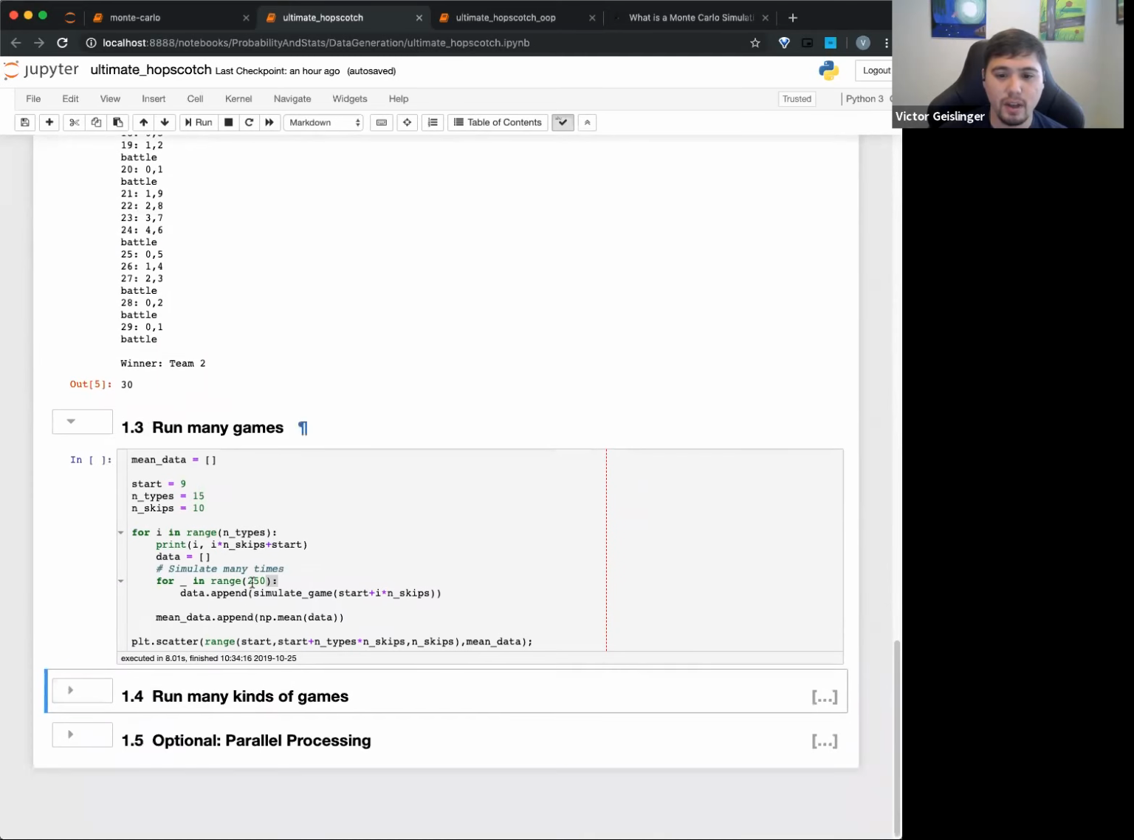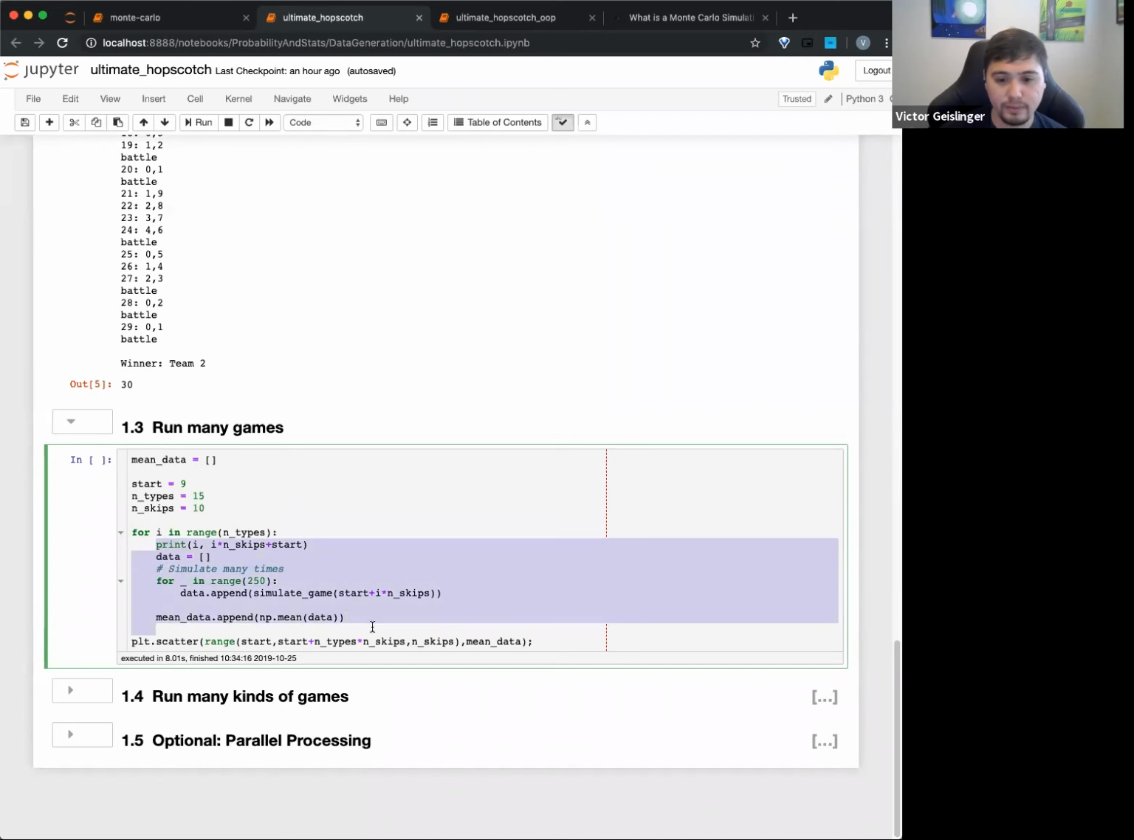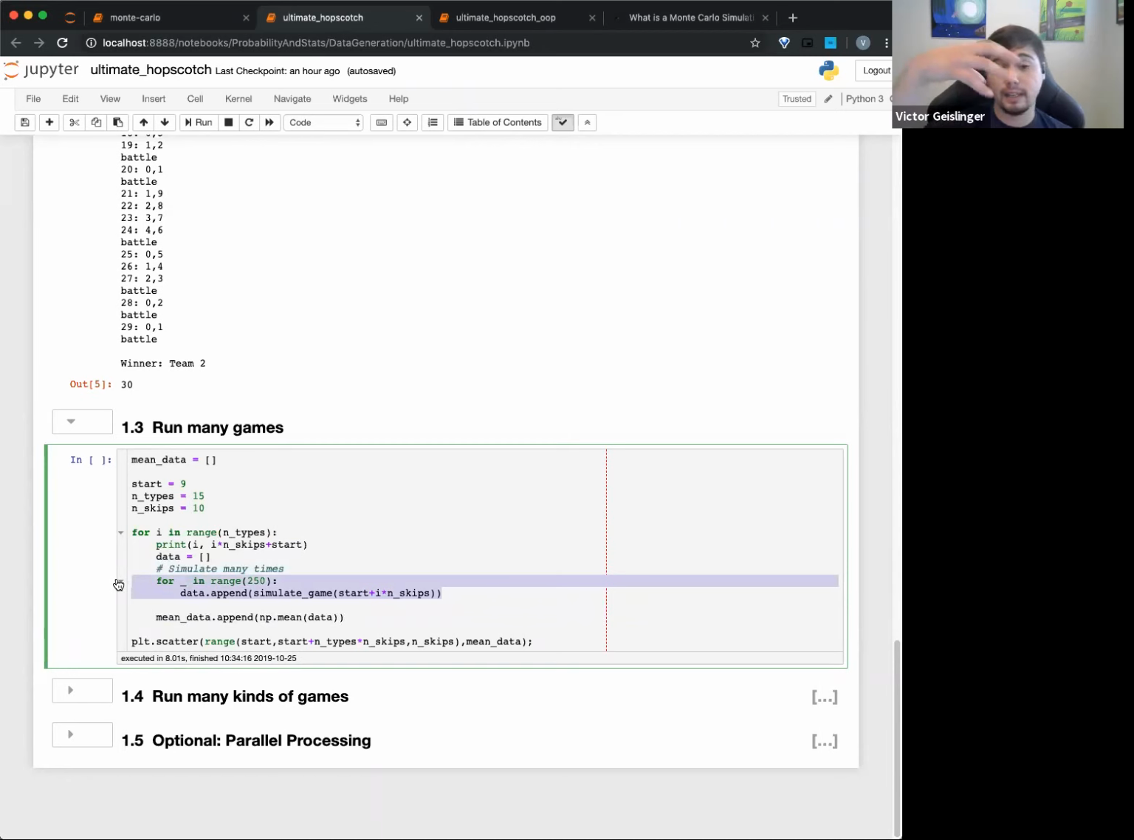Okay, I'm going to run a simulation where I simulate the same game over and over again. I'm kind of talking myself through. Okay, I wrote a couple of things. This for loop right here is going to run the same type of game with 9 steps over and over 250 times, and this is going to give me an average. So I can run this over and over.